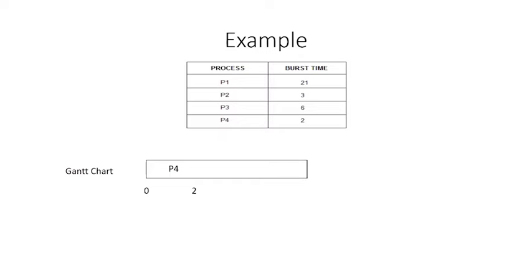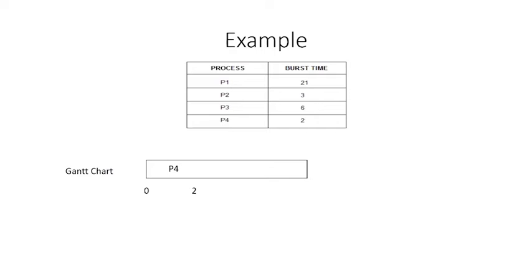Example of non-preemptive shortest job first. As you can see, there is no arrival time, so we must assume that the four processes arrive at time 0. So at time 0, the CPU analyzes the burst times from shortest to longest. As you can see, the smallest is P4, so it is allocated to the CPU first.